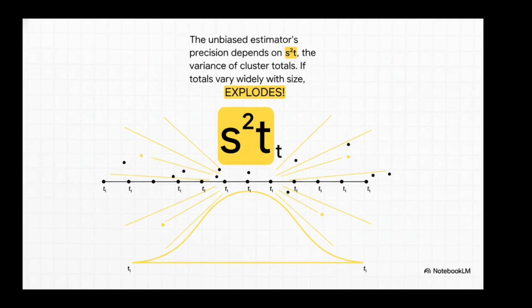So how does this actually wreck our standard approach? Well, if we try to use the normal, unbiased estimator for the total, its precision, its reliability, hangs entirely on that S squared t term. That's the variance of our cluster totals. And when those totals are all over the map because the cluster sizes are wildly different, that value, just like the note says, just explodes. It sends our standard error through the roof, and we're left with a really imprecise, kind of useless estimate.